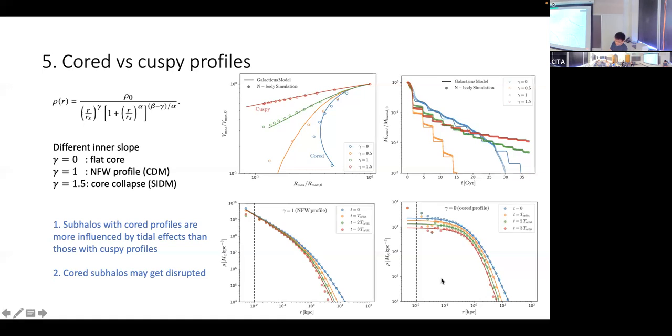And finally, the result we see is that for this MW cuspy case, the density in the center does not evolve much. So this means that as this subhalo is tidally stripped, it becomes smaller and smaller, but we always have some cuspy core remaining in the center of the halo. But in the core case, we can actually get a physical disruption of some halos.